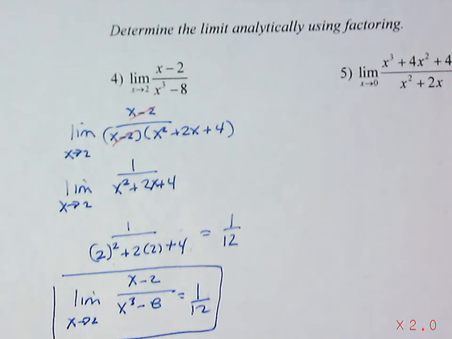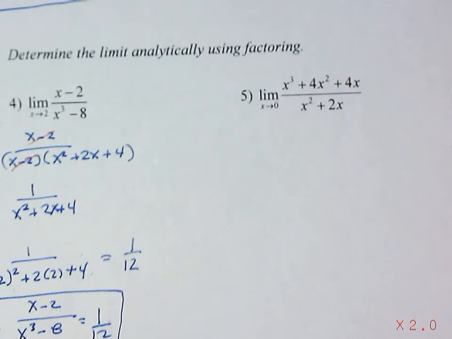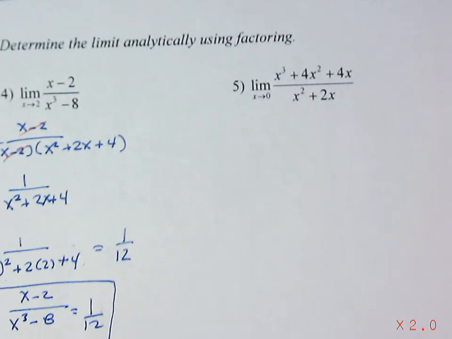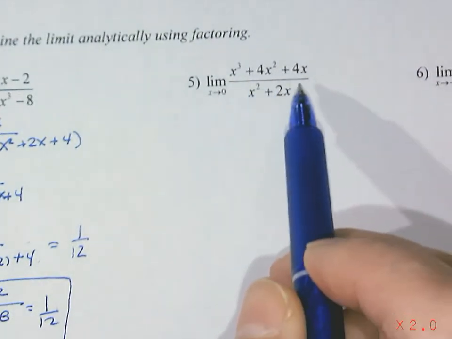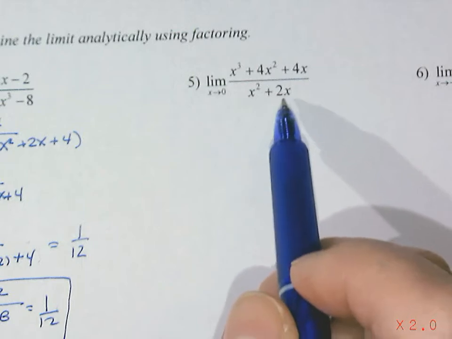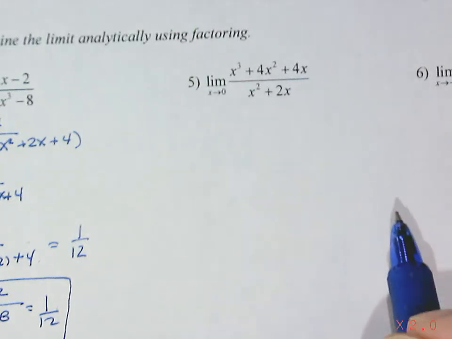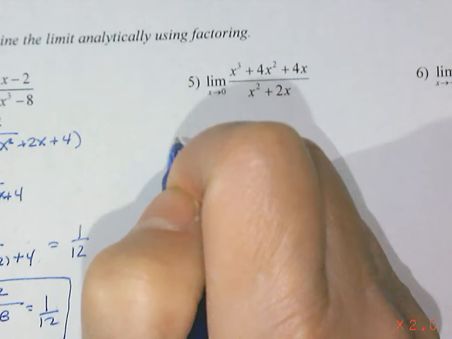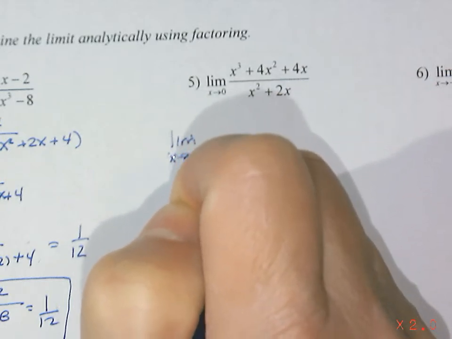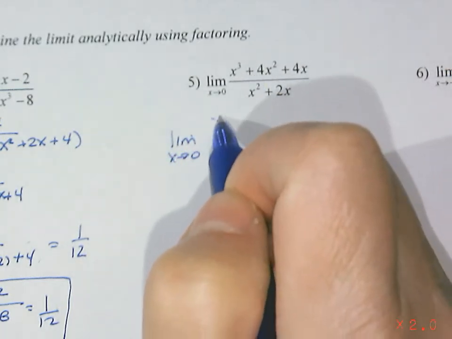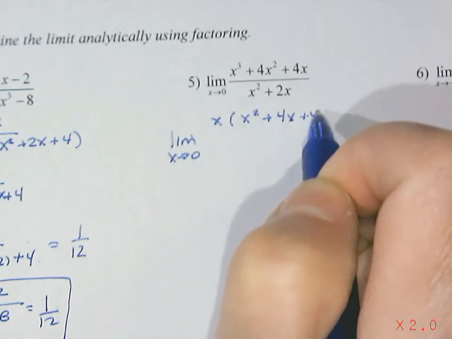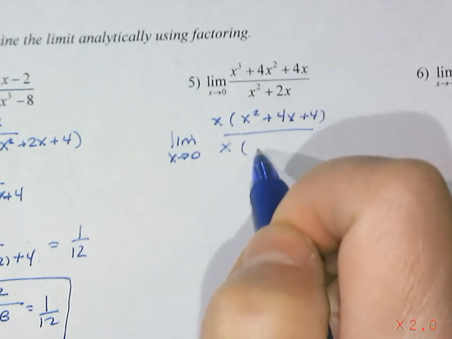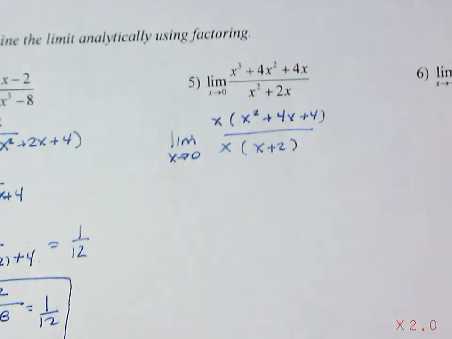The next problem I'm going to do is still factoring. Same thing, I would always try direct substitution first. So if I put a 0 in for x, I'd get 0 plus 0 plus 0, which is 0, over 0 plus 0, which is 0. So I'd have 0 over 0. So I'm going to go ahead and factor. So I'd have the limit as x approaches 0. I can factor greatest common factor out of the numerator, and I can factor greatest common factor out of the denominator. Well, right away I notice the common factor x I can get rid of.